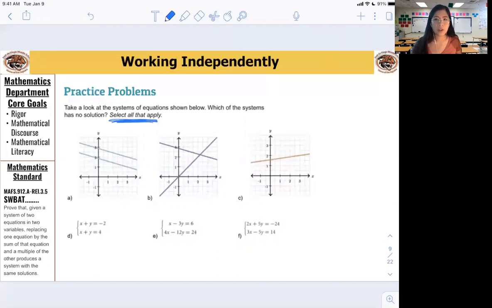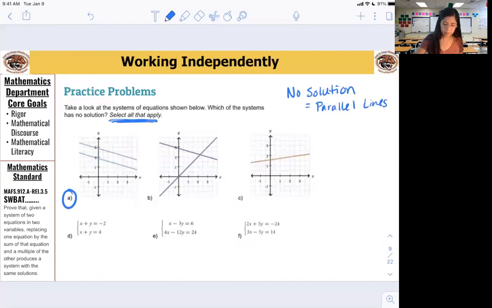Which of the systems has no solution? So what is one that we can just look at and we already know? A. Good. Because what do we know about no solution? It has parallel lines. Okay. B has one solution. What is C? Infinite solutions. Good.